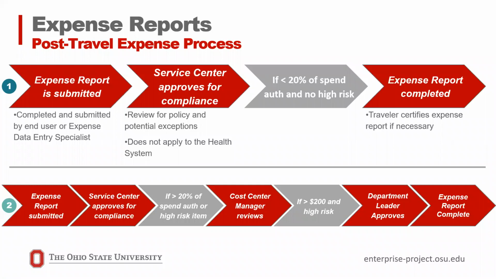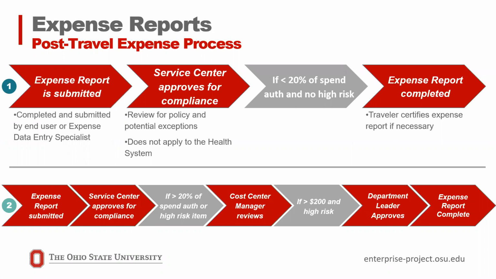Okay, so that first one is the happy path. Either the expense report equaled what was on the spend auth, or it wasn't over 20% from what was on the spend auth. The second one is where there are maybe some exceptions. Again, the expense report is submitted by either the traveler or the expense data entry specialist. Same step here, the service center reviews it, the rep and the lead. But in this case, it's above 20% of the original spend authorization, or there's a high risk item on there that's over $200. So in that case, the cost center manager will get involved.